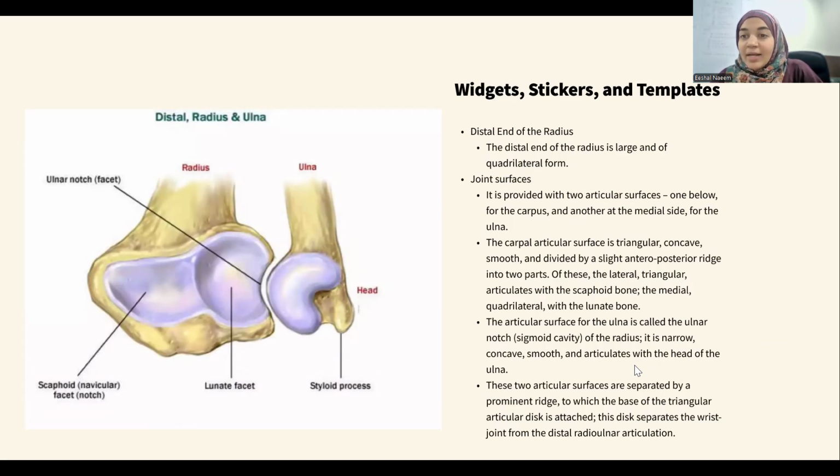Remember, I told you there was a triangular disc when we studied the ulna, and I told you how the wrist joint is formed. So that disc separates the wrist joint from the distal radio-ulnar articulation, and the base of it attaches to the prominent ridge here. So we're talking about this area now, right? Which is also giving the separation to the area that is attached to the ulna to form the distal radio-ulnar joint. I really hope this is clear, guys. Moving on.